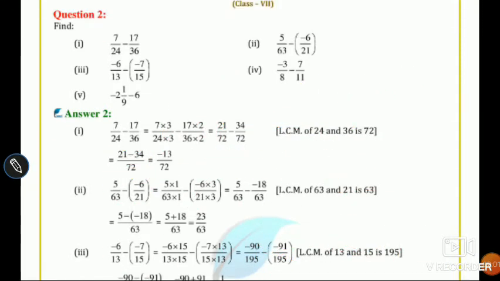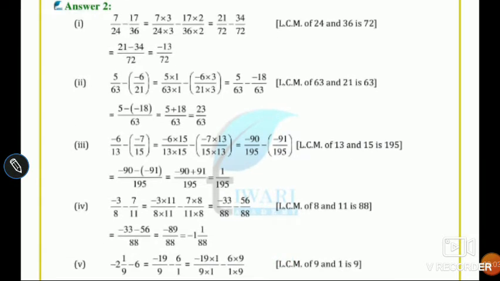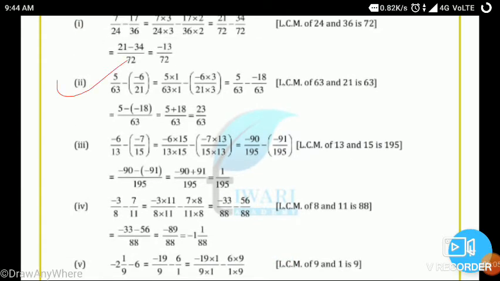Okay students, understood? See second number, 5 upon 63 minus 6 upon 21. Okay, so see here 63 and 21, we have to find its LCM to make denominator same in both rational numbers. Okay, so when you find its LCM, you will get 63. Okay, why? See, 21 ones are 21 and 21 threes are 63. Okay, this is the shortcut. Now see, 63 is its LCM, right?